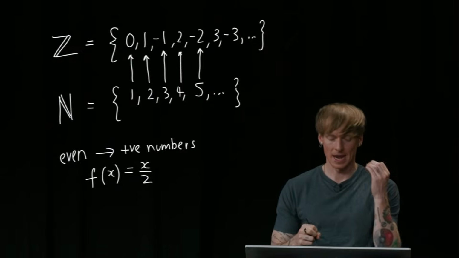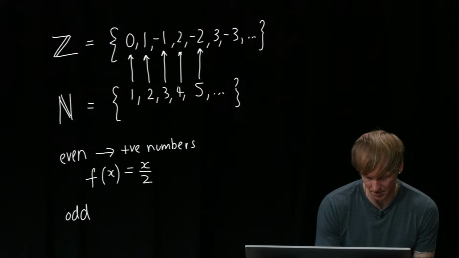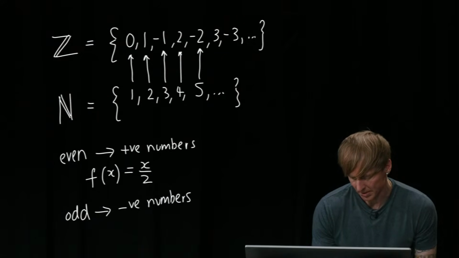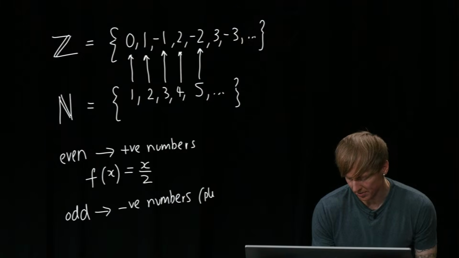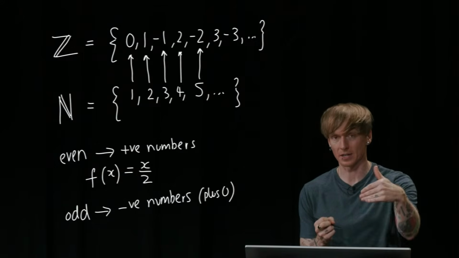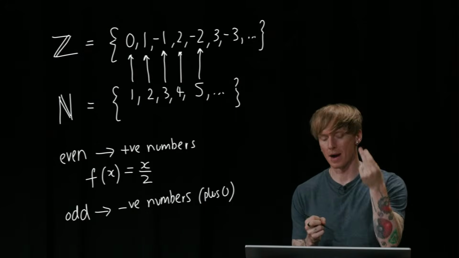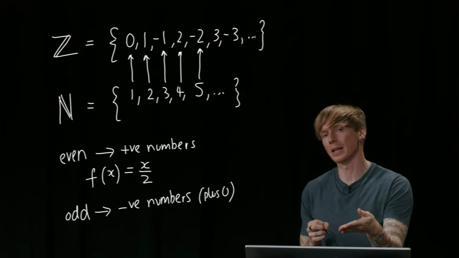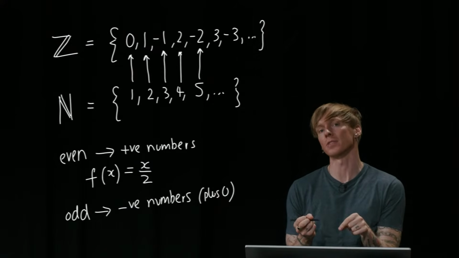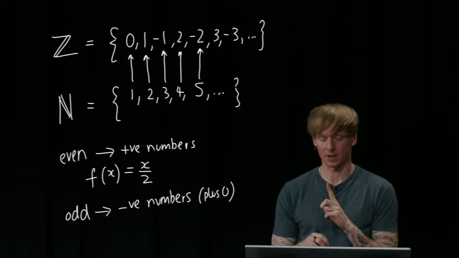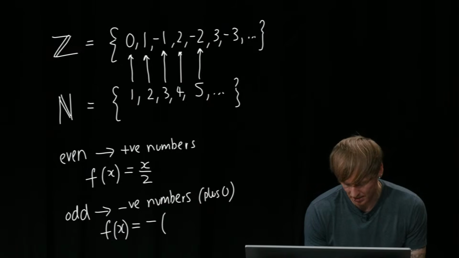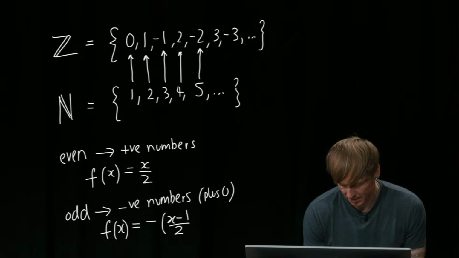Now, if we have an odd position or an odd input, then we're going to the negative numbers and also 0. Let's write plus 0, just to make sure I'm not missing anything out. So 1 is going to 0, 3 is going to -1, 5 is going to -2. There's some kind of halving happening, very similar to the evens, but we have to adjust it before we do the halving. So we need minus x minus 1 divided by 2.